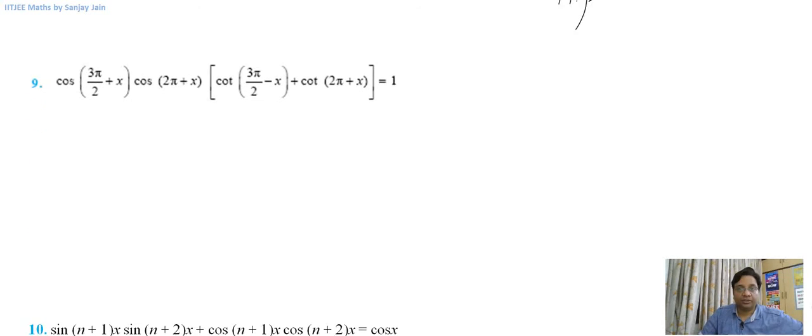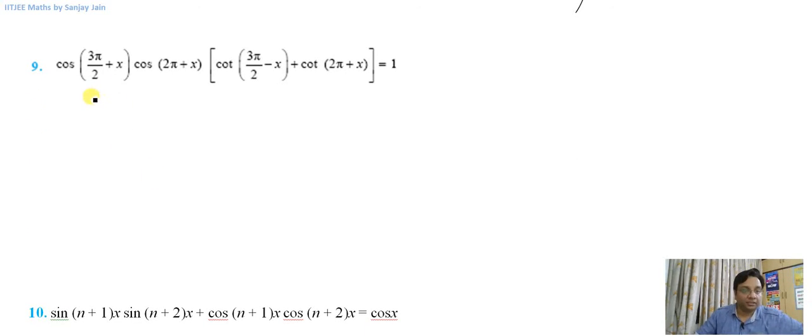Okay, let us look at 9th question. This is odd multiple of pi by 2 plus x, right? So odd multiple of pi by 2, that means it will become sin. I'll solve it here itself. So we are focusing on this term cos 3 pi by 2 plus x. So it is going to become sin x, right?